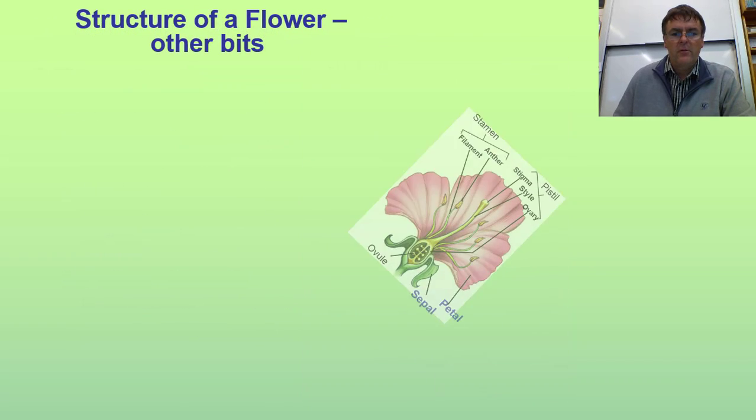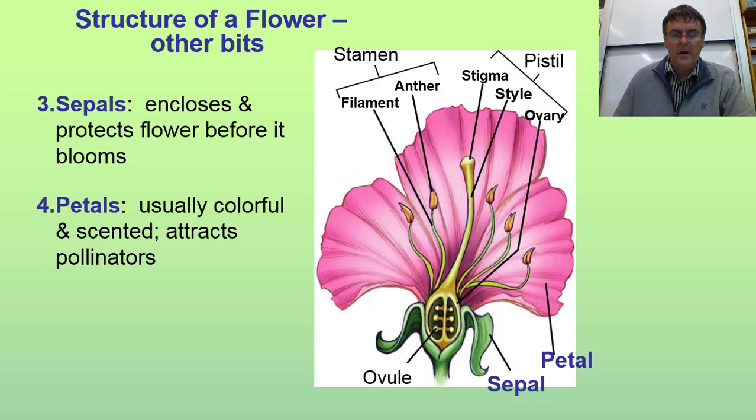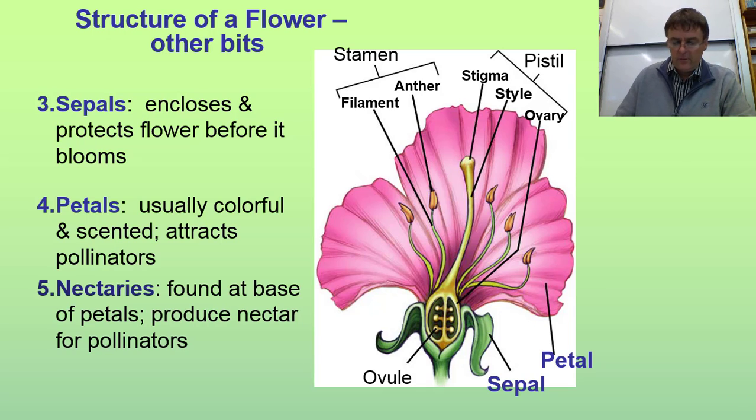So, what other bits do we have in the flower? We've got the sepals, like I said, they enclose the bud before it blooms. The petals, that's the marketing agent of the flower, colourful, maybe smelling nice. And nectaries found at the base, let's draw them in. The nectaries will be found around about here somewhere. They produce nectar, which is basically bribery food for the pollinators.